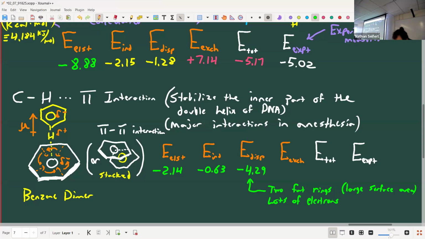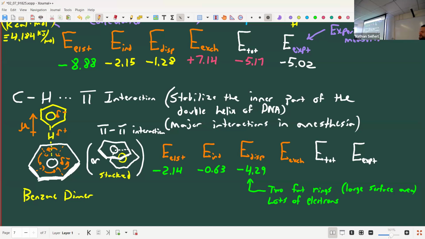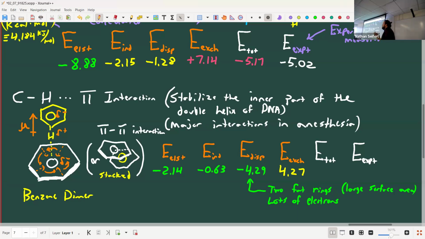It's largely dispersion. But unfortunately, the dispersion force doesn't really matter because it's almost entirely canceled out by the exchange. You see that, we'll see this a lot. And we'll look at another example that's even more dispersion oriented. The system is stabilized by dispersion quite a bit.